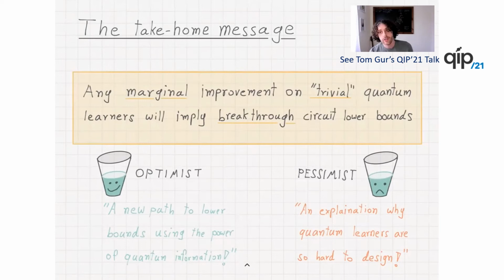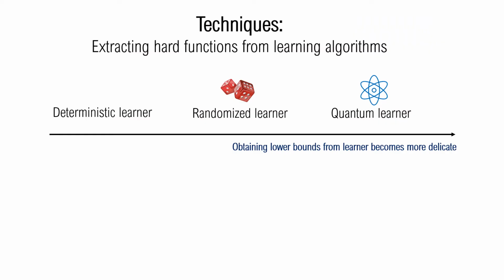But there's also a pessimistic perspective, which is that given that proving circuit lower bounds is so challenging, it has resisted so many efforts, one can view our connection as saying, maybe this is why it is so hard to use the power of quantum computing in the learning setting. So designing learning algorithms even with quantum computing is hard because it will lead to breakthrough lower bounds in complexity theory.